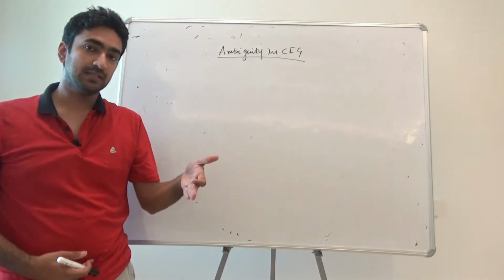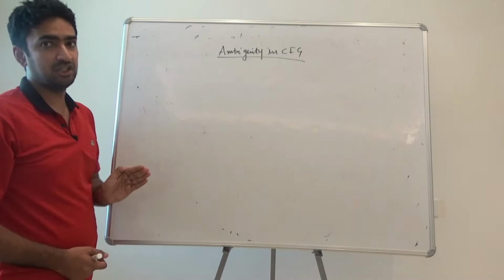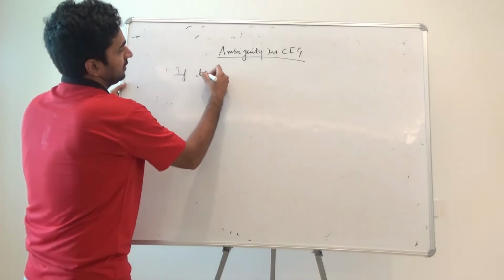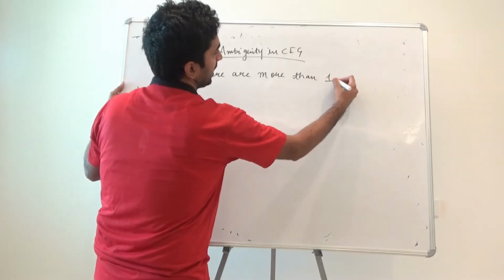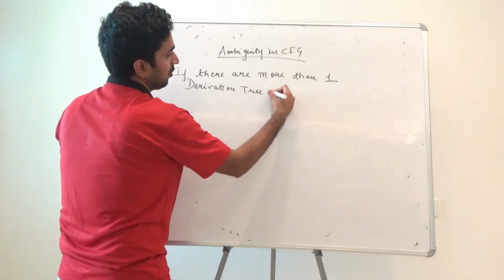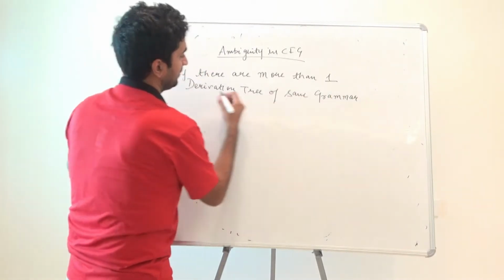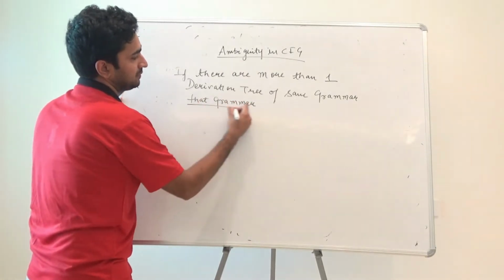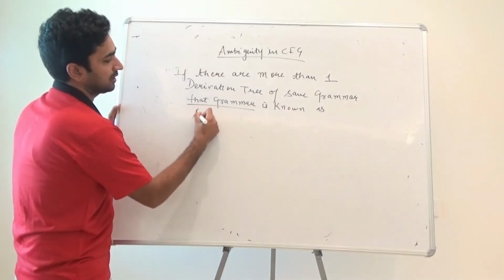Ambiguity in context free grammar means if there are more than one derivation tree deriving the same string, it means if there are more than one derivation tree of the same grammar, that grammar is known as ambiguous grammar.